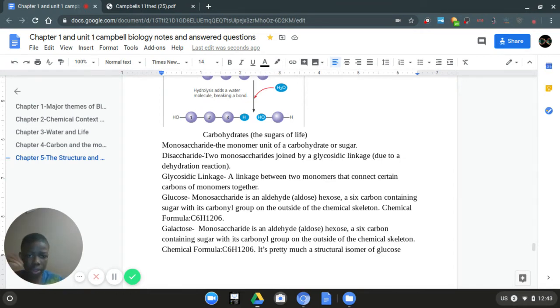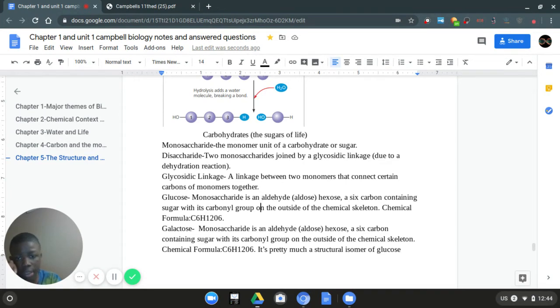Now, glucose is a monosaccharide that is a hexose, a six-carbon sugar, and it's an aldose because its carbonyl group is on the end of the chemical skeleton. For chapter 4, if you didn't see it, check my chapter 4 video. We talked about functional groups, so I'm going to assume you understand functional groups. The chemical formula is C6H12O6.